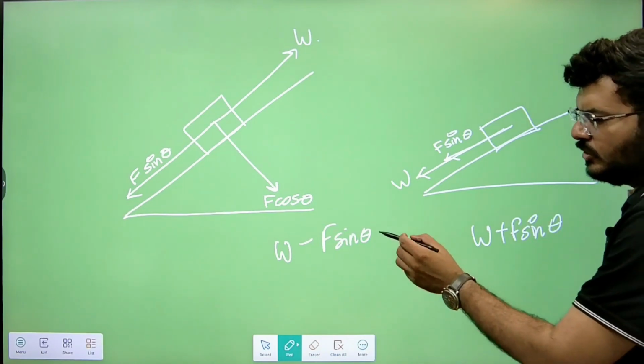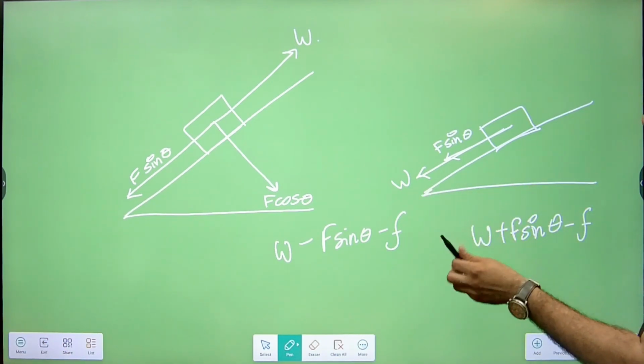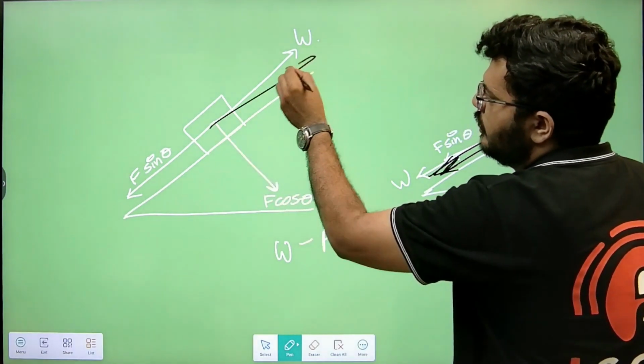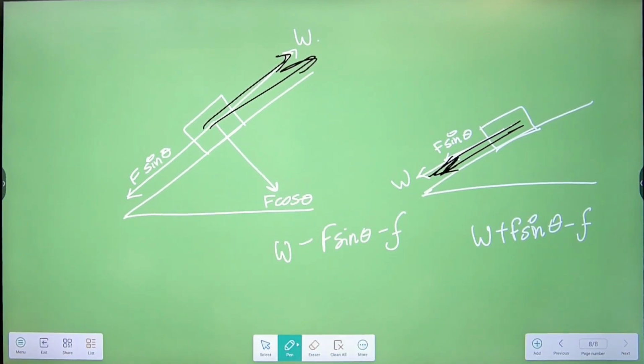If there is friction, then here minus f and minus f, because friction is always opposite. So whatever direction it is going, always subtract the friction. So F sin theta is always acting downwards. This is when it is going down, right? This is the direction of motion, and in this one, this is the direction of motion.